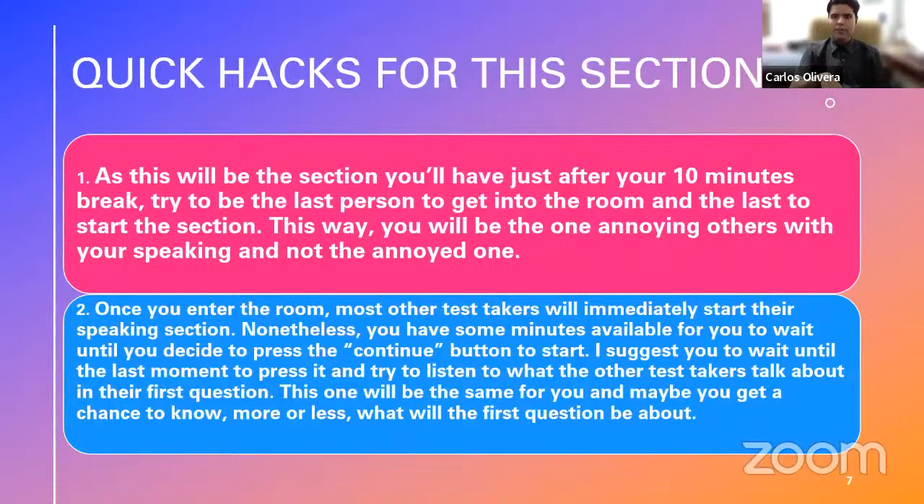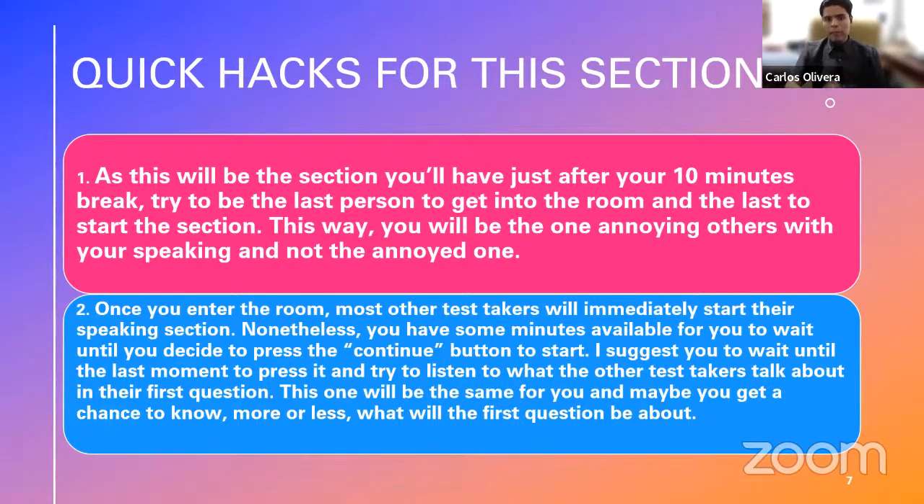You have to be rational in this case. Given that you can make use of the entire time, what you can do is to utilize this 10 minutes completely and be the last person to get into the room. Why? Because, I mean, it is not a secret, of course.